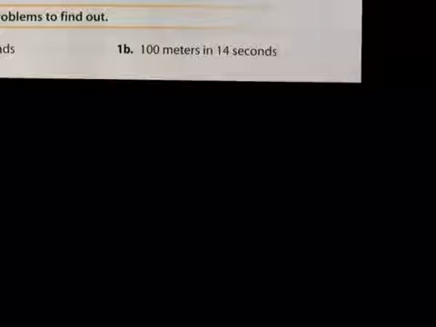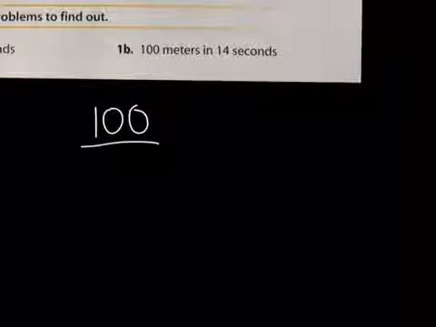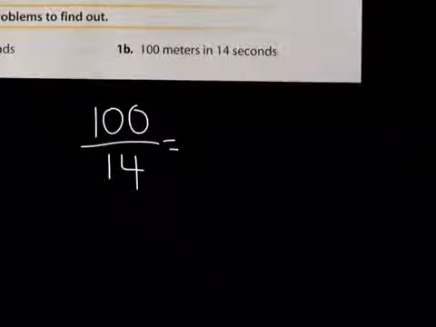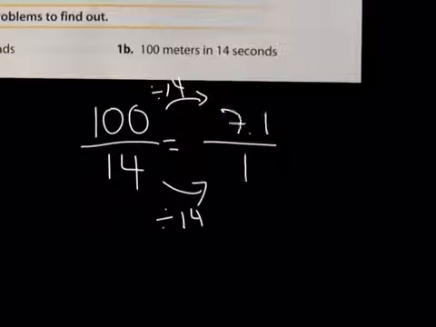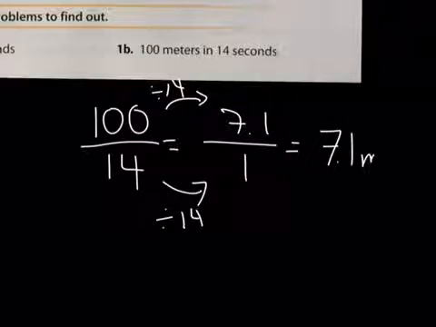And now B, we have 100 meters in 14 seconds. Let's simplify. You can just start simplifying by 50, and you have 7 until we get to a unit rate, or you can just divide both by 14 like this. So just divide this side by 14 and this divided by 14, and you'll get 7.1 over 1, and that 7.1 is meters, right? So we have 7.1 meters per second.